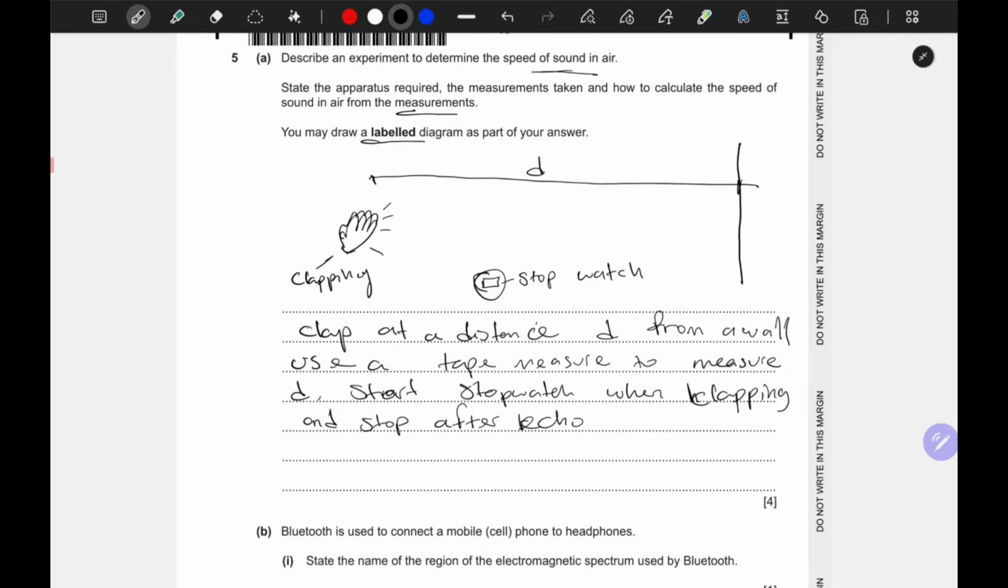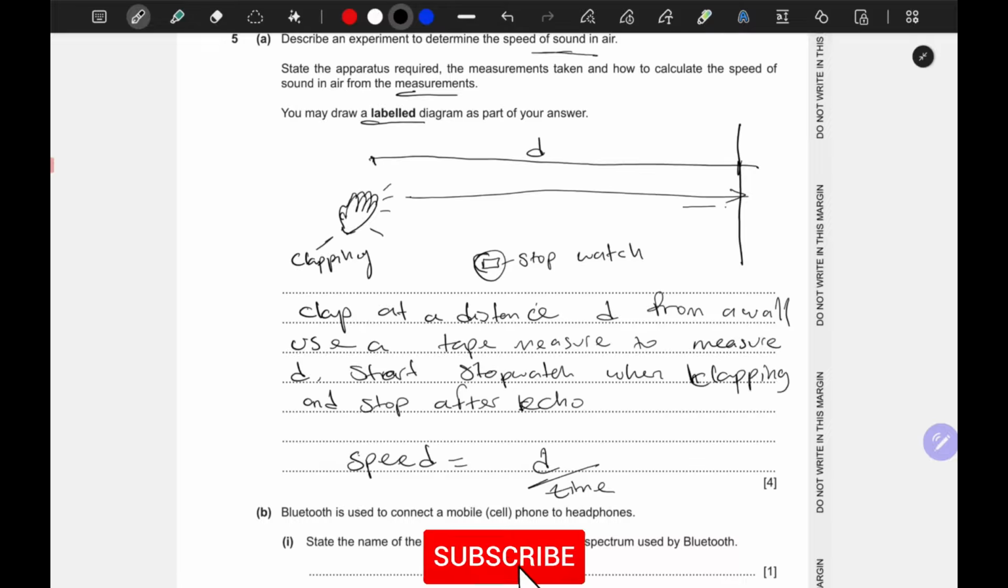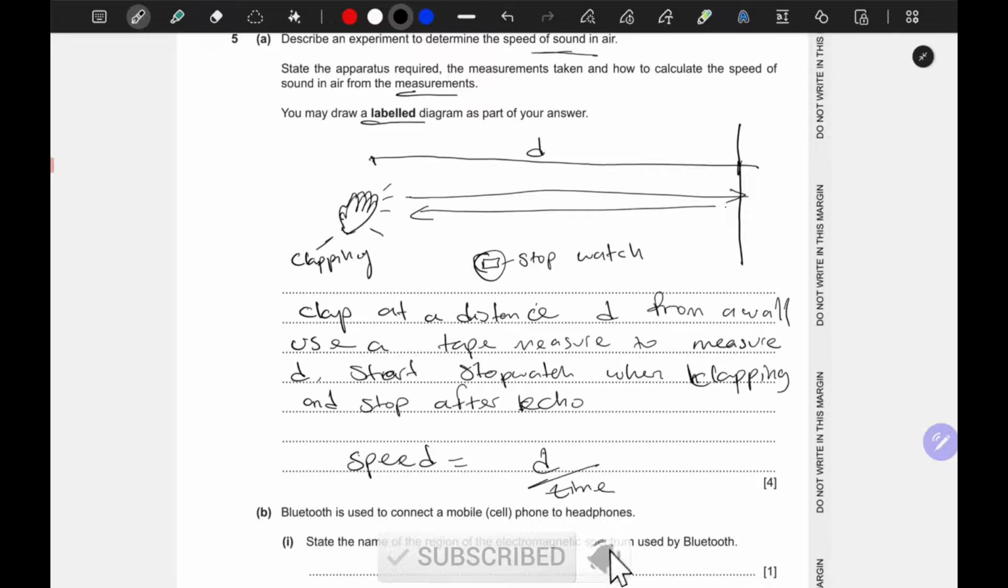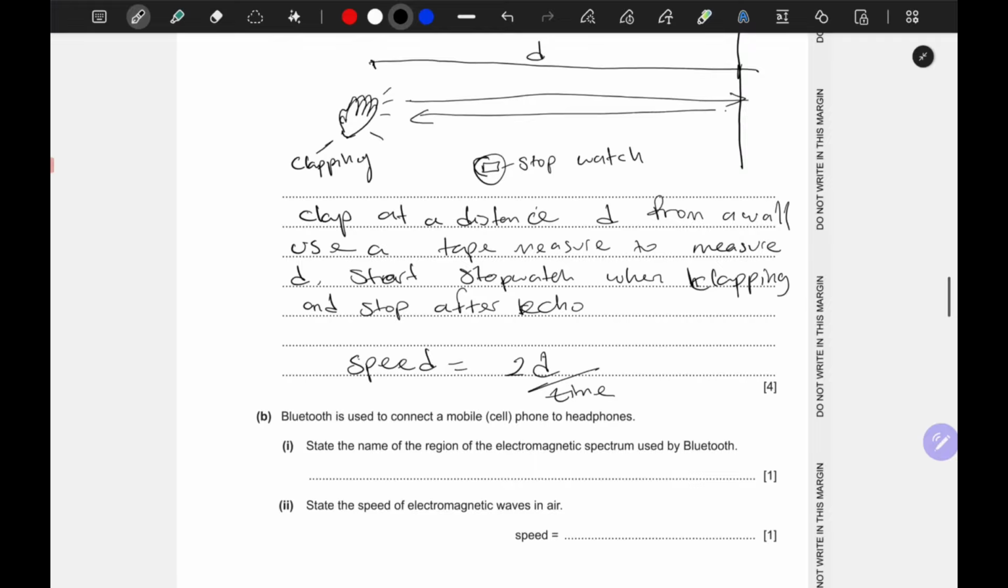And then after that, we use the speed formula. Speed is equal to distance, or we can say d over the time. But since when the echo is heard, the sound travels this distance and then it also comes back, it travels it twice. So it's going to be 2d divided by time. That's the speed of sound in the air.